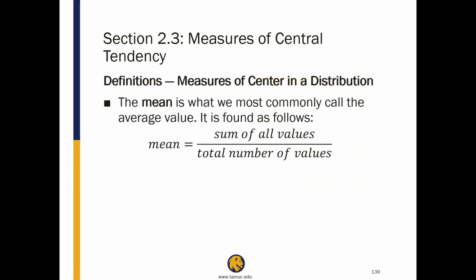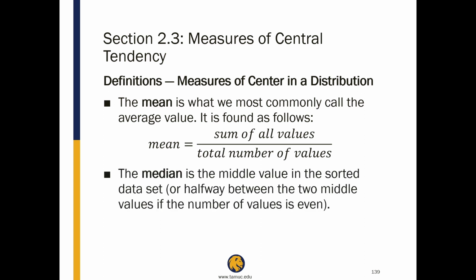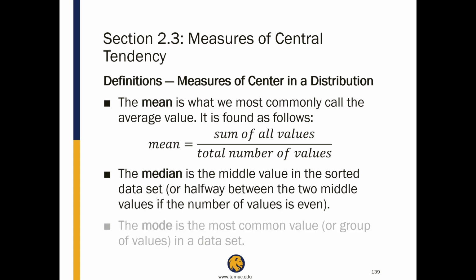So the definitions of the three go like this. The mean is what we most commonly call the average value, and it's found by taking the sum of values divided by the total number of values. The median is the middle value in the sorted data set, or halfway between the two middle values if the number of values is even. And then the mode is the most common value or groups of values in a data set.